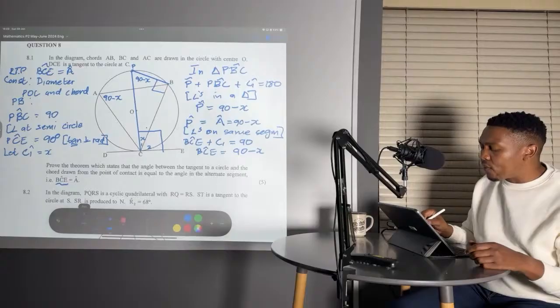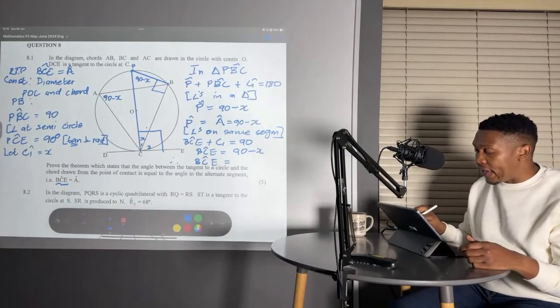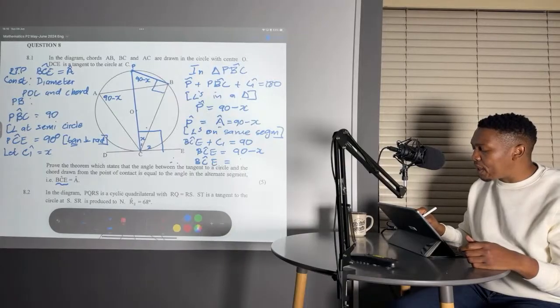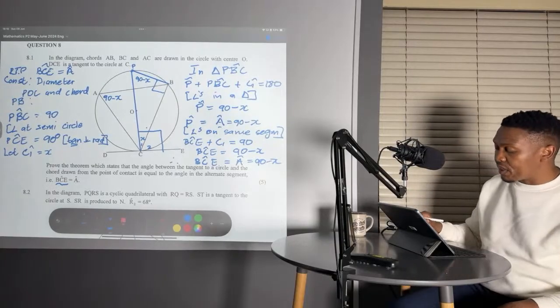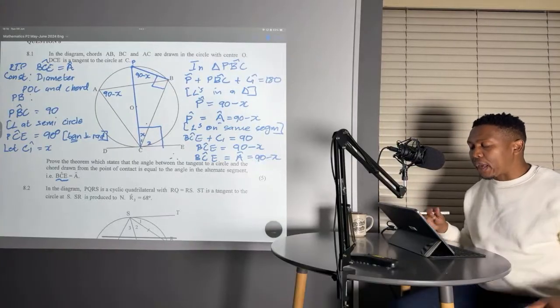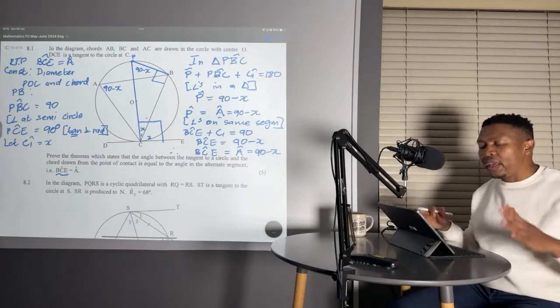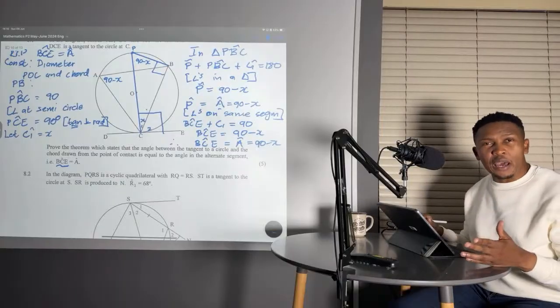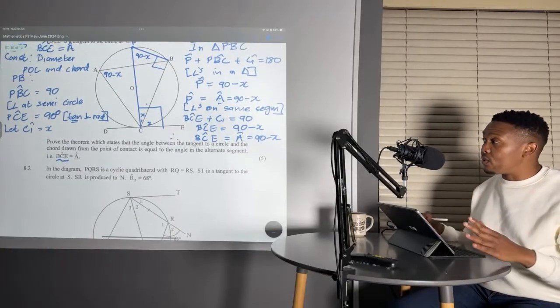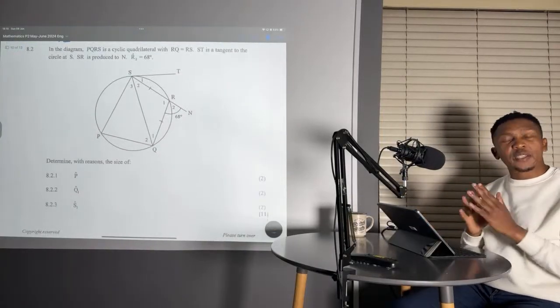And therefore, what have we proven? We've been able to prove that angle BCE is equal to our angle A in this case, and both of them are equal to 90 minus X. And that's how the cookie crumbles, ladies and gents. That's how we prove the tan-chord theorem. Okay, right. You just need those two construction lines. There is another way, but for the sake of time, ladies and gents, please allow me not to use that one. This is really going to land you safely. All right, now let's go on to the next part.